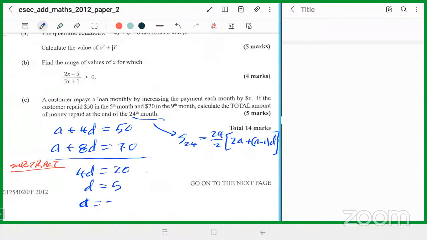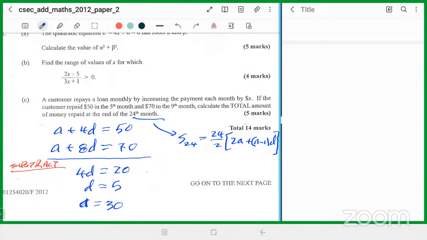I'm just leaving out the dollar sign for the time being. So the original amount that he paid was $30, and he's increasing his payment by $5 each month. Now I want to know what the total payment is. It's the sum of all the terms. This was the first payment, the second payment would have been 35, the third payment would have been 40, the next payment 45, the next 50, and so on. I want the sum of all the payments.